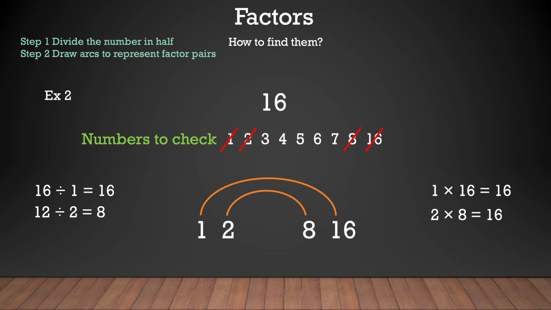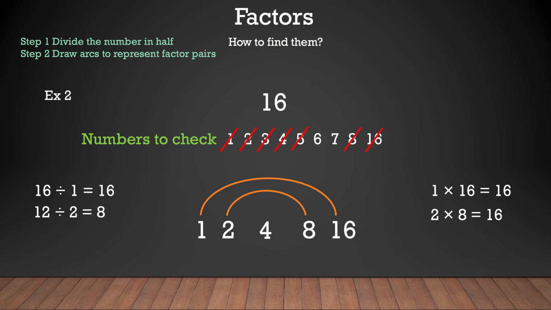2 times 8 is 16, so we are good on that front. And now we're checking 3, which is the next number. 16 divided by 3 is 5 remainder 1. So we can eliminate 3 and eliminate 5 because the inverse is also true. So let's go ahead and move on to the next number, which is 4.